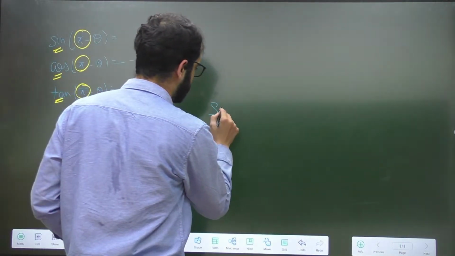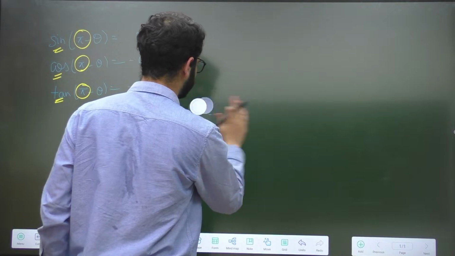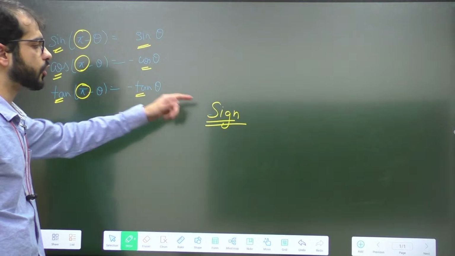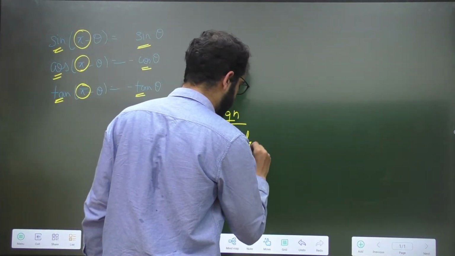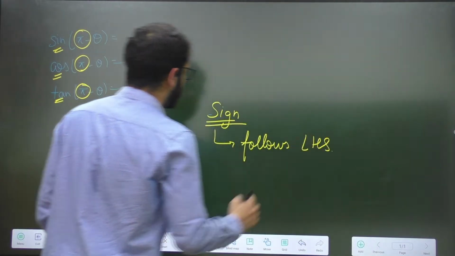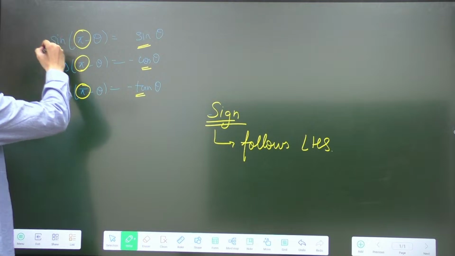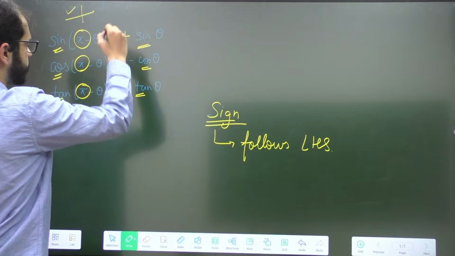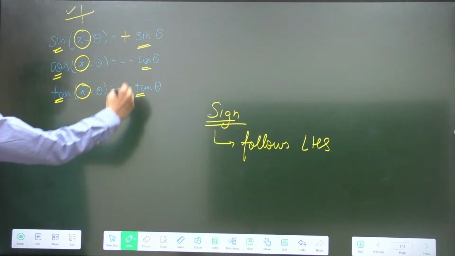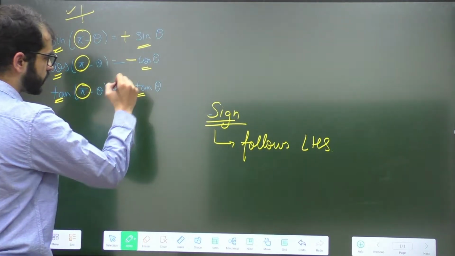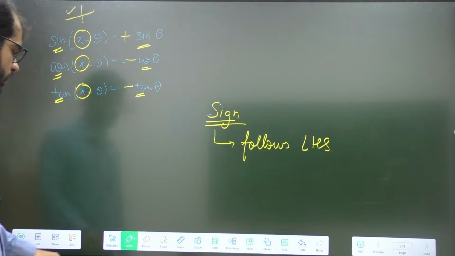What about the sign? If I'm talking about this sign, then this sign follows LHS. We can put a note and say that the sign follows the left hand side. On the left hand side, I have sine in the second quadrant. Since we all know sine is positive in the second quadrant, I am going to put a positive sign. In the second quadrant, cos is negative, so we are going to put a negative sign. In the second quadrant, tan is also negative, so again we are going to put a negative sign. I hope it's clear. Now let's move forward to the third quadrant.